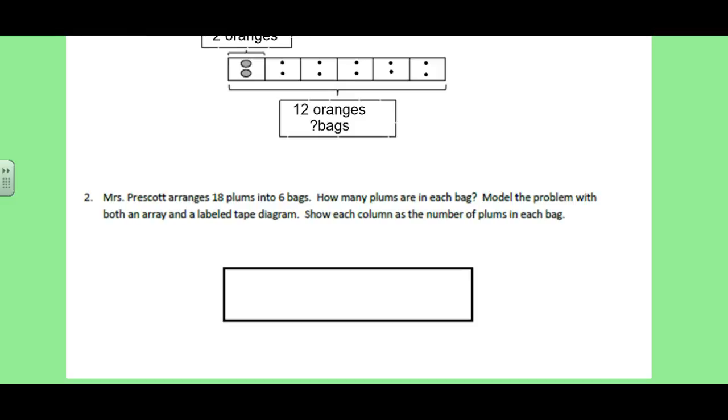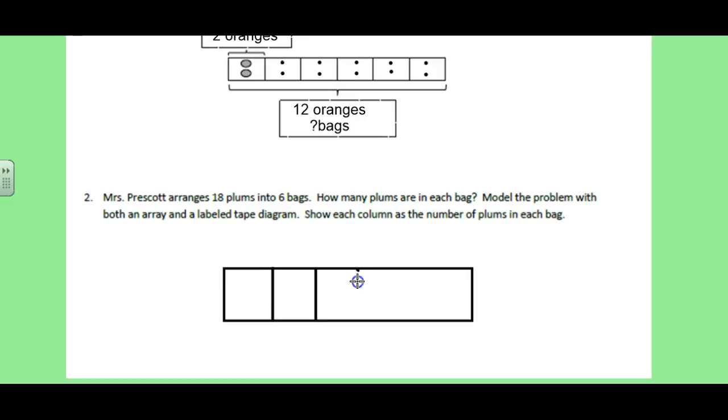We know that she has 18 plums, and we know that she's going to have 6 bags. So you have to ask yourself, do we know how many groups? Are there going to be 6 groups, or is there going to be 6 in each group? If you're looking at the word 6 bags, that pretty much tells us that we're going to have 6 groups. So in your rectangle that you drew, I want you to make that have 6 parts.